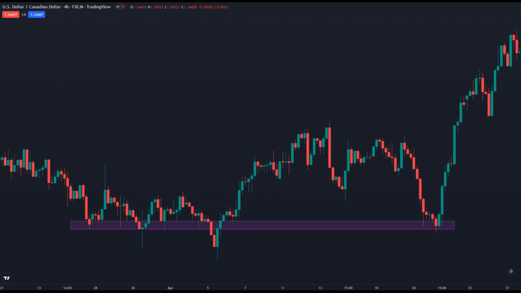As we're usually working with support and resistance levels, let's find a support and resistance level first. I've already drawn one in this chart. As you can see, we are on the US dollar Canadian dollar chart using 4-hour candles. And when the market reaches this resistance level, the candles get smaller and smaller. This means that the market is losing momentum.